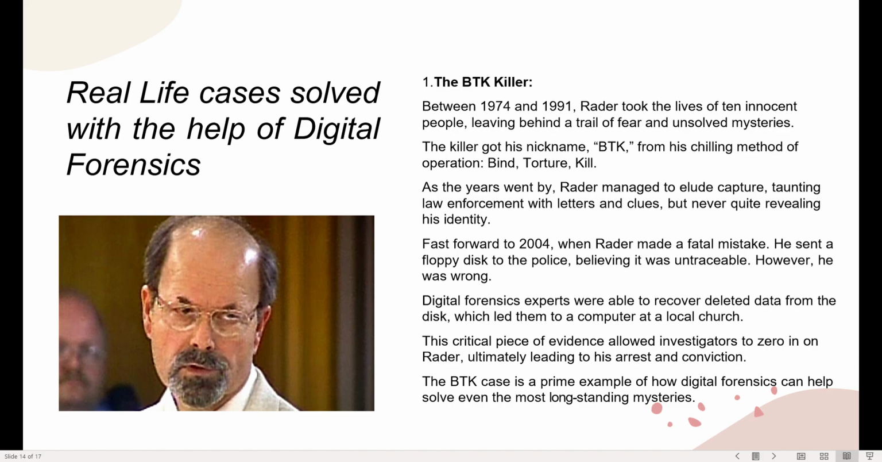After that many years went by, and the killer managed to escape the federal authorities. Fast forward to 2018 when the killer made a fatal mistake. He sent a floppy disk to police believing it was untraceable.